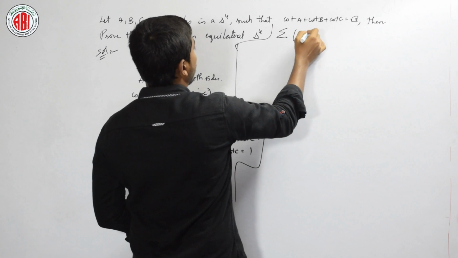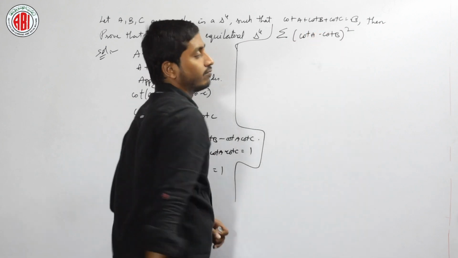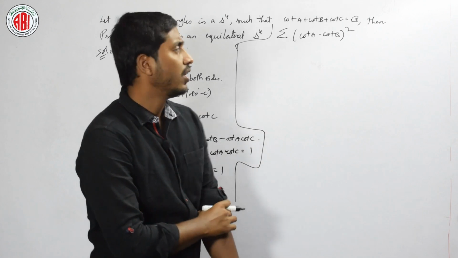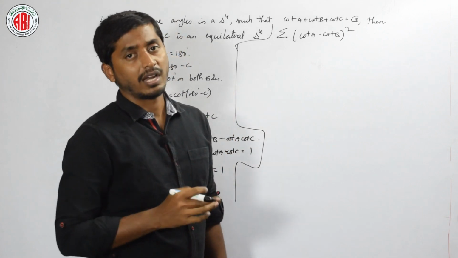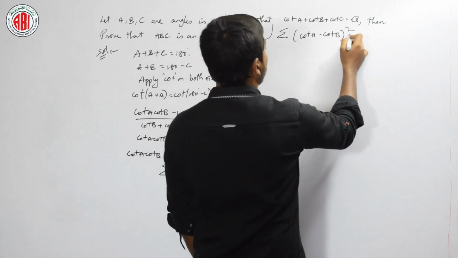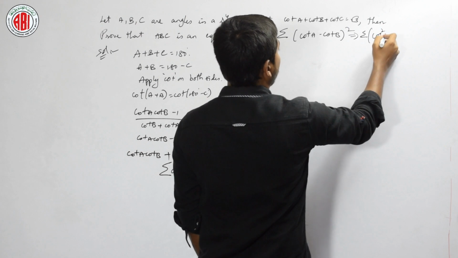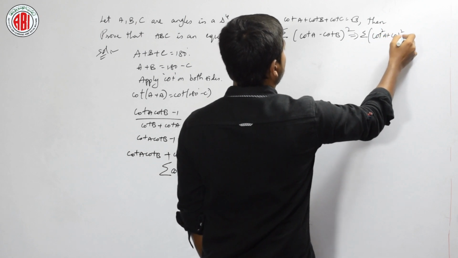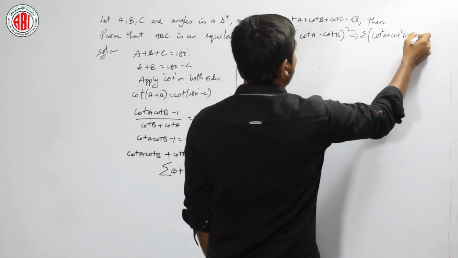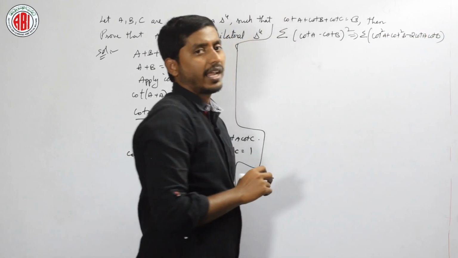summation cot A minus cot B whole square. What will it become? Cot A minus cot B whole square. How to solve it? Let us see. Cot A minus cot B, what will it become? Summation cot square A plus cot square B minus 2 cot A cot B, right.